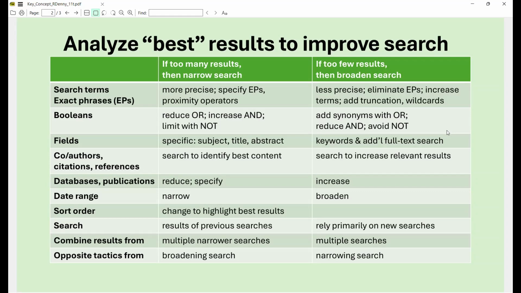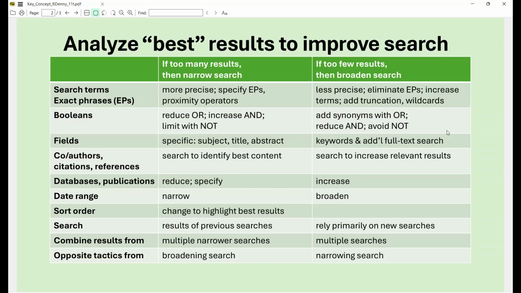With Booleans, we can reduce the use of or, increase and, and we can limit with not. With fields, we can become more specific. So the fields subject, title, and abstract, we can search. With authors and co-author citations and references, we can search those to identify the best content. So in this case, the goal is not to surface more content, but to use those to narrow the content down.